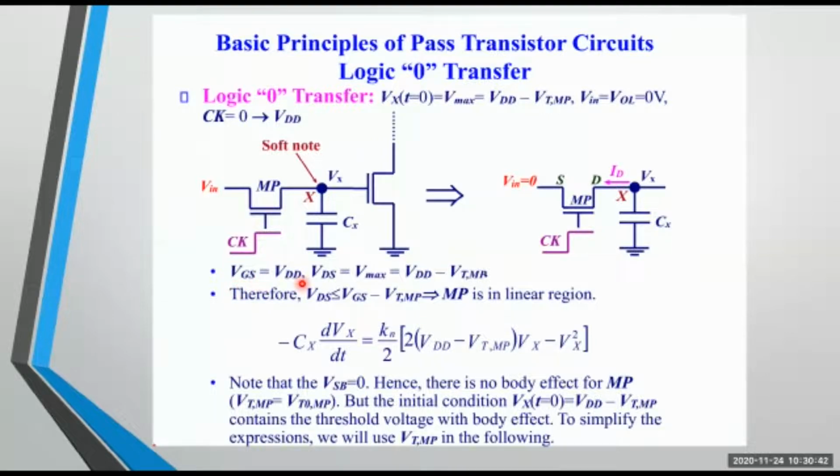VGS here is equal to VDD, and VDS equal to Vmax. What is the voltage you get here? That VDS is equal to VDD minus the threshold voltage of this particular transistor. Therefore, whenever this kind of situation occurs, your transistor is in the linear region of operation. This is the equation for the linear region operation, and the previous one we have seen is the equation for the saturation region operation. Now in the linear region operation, let us try to integrate this and get the value of T and also Vx.